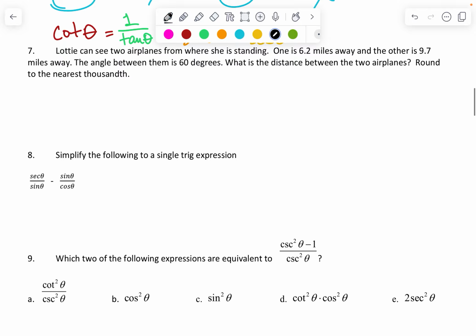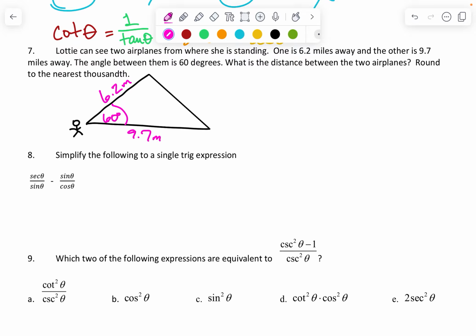So to help you, let's sketch this out. Here's Lottie right here, and she sees an airplane over here, and she sees an airplane down there. Okay? Now, these airplanes, from her, one of them is 6.2 miles. The other one's 9.7 miles. And the angle between them is 60 degrees.